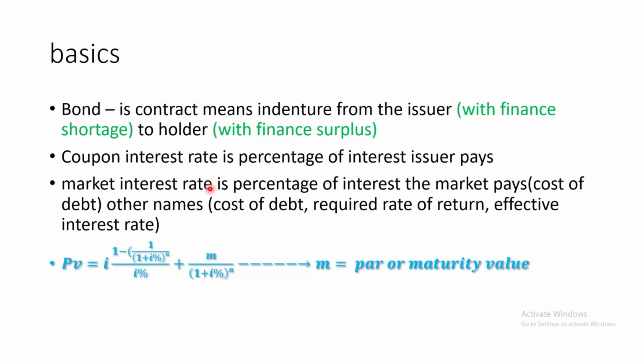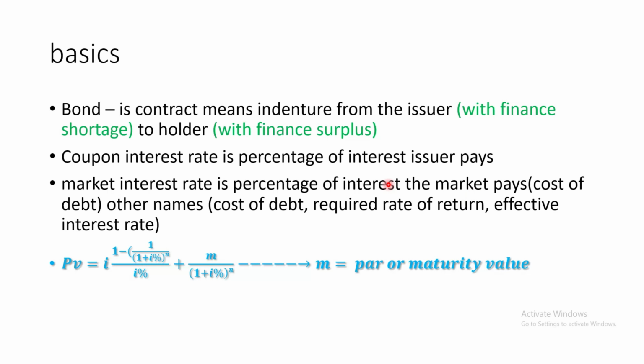A market interest rate is what our competitors pay. If we agree to pay an interest of 10%, however, if the market in the current situation pays 12%, that means our market interest rate is more than the coupon interest rate stated in our bond. A coupon interest rate is something that is stated in the bond indenture, which the issuer agrees to pay. However, the market interest rate is what the market in the current situation is paying, what our competitors are paying.